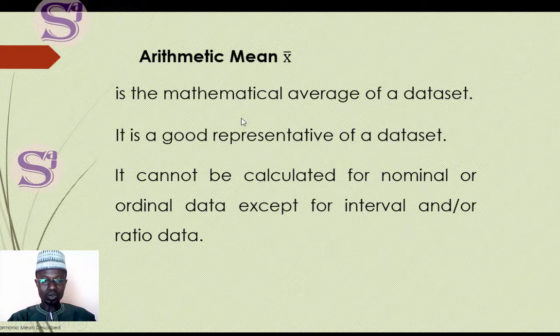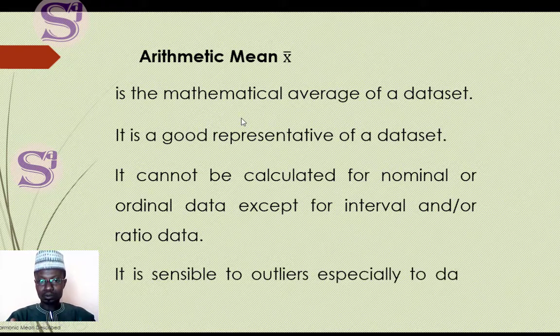For nominal or ordinal data, it is preferable to use the frequency and percentage to describe the entire data set. But for interval and ratio data, it is preferable we use the mean, either the geometric mean or the harmonic mean or even the weighted mean. It's another type of mean itself.